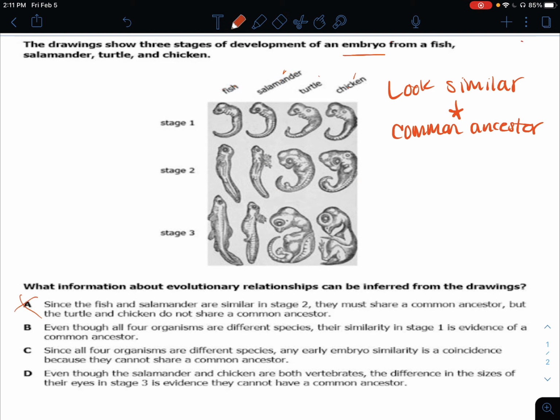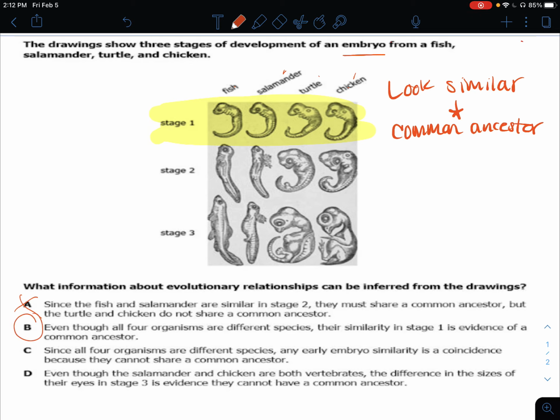B says even though all 4 organisms are different species, their similarity in stage 1 is evidence of a common ancestor. And that's exactly what we just said, right? Look how they are all so similar looking here in stage 1. They are all different species, but since they look identical once they are conceived, right when the mother and the father join to make this offspring, we know that they are going to share a common ancestor. They're closely related. So absolutely.